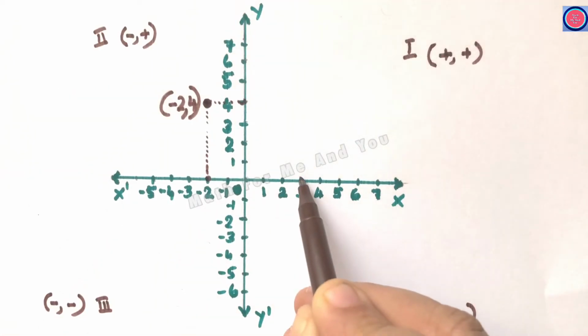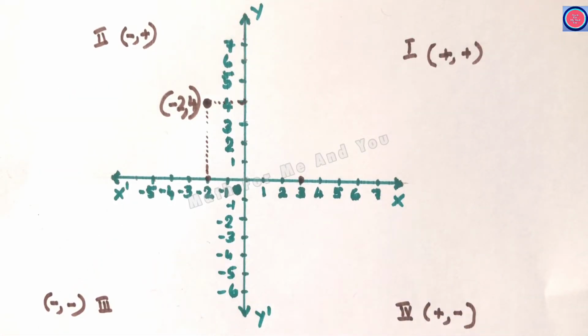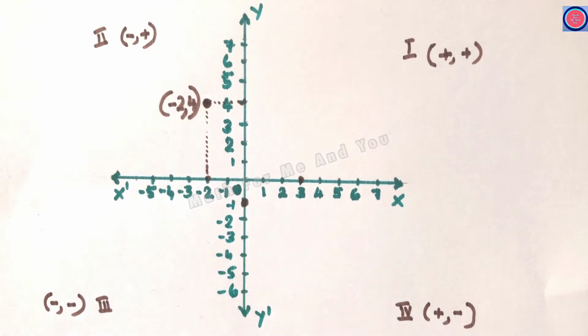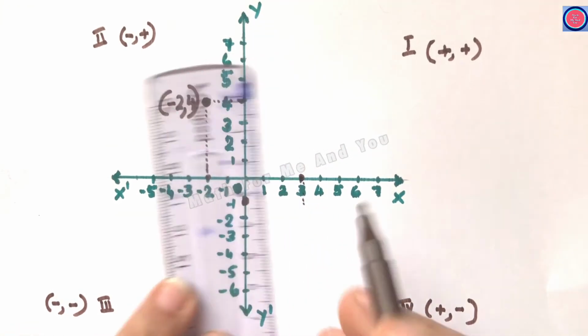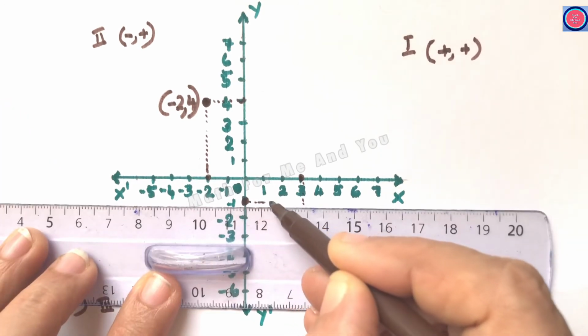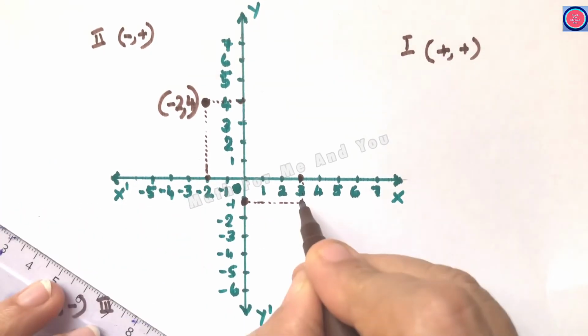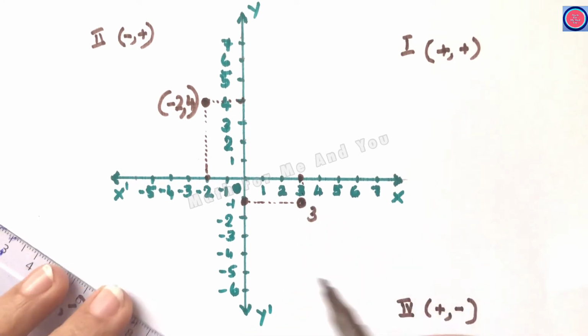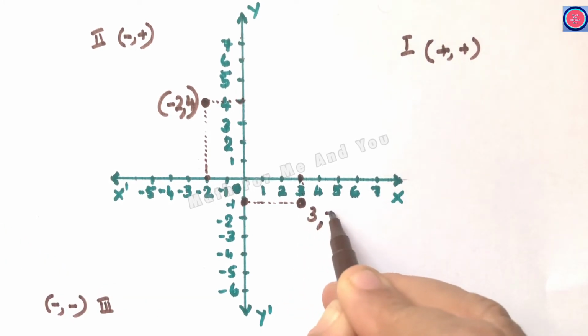That means x number is 3. Mark 3 on the x-axis. -1 is the y value that we mark on the y-axis. Draw perpendiculars from 3 and -1. Look at their meeting point. We can see the meeting point is on the fourth quadrant and the point is (3, -1).